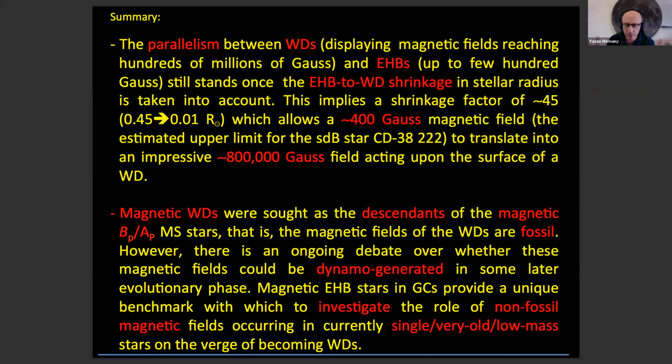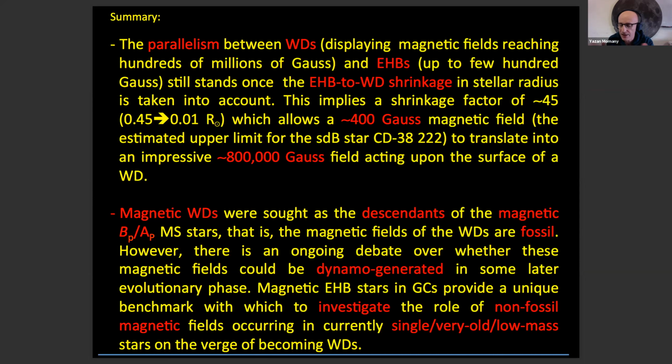This is the bigger picture when it comes to magnetic white dwarfs. In general, it's customary to consider them as the direct descendants of the chemically peculiar B and A type stars, and the magnetic fields in them are considered basically fossil. But there is also the discussion whether there is some kind of a dynamo-generated magnetic field population within these white dwarfs.